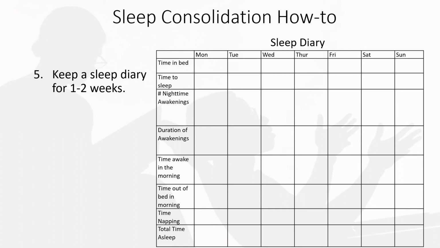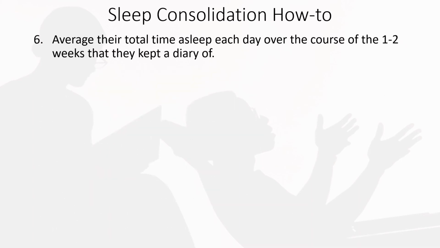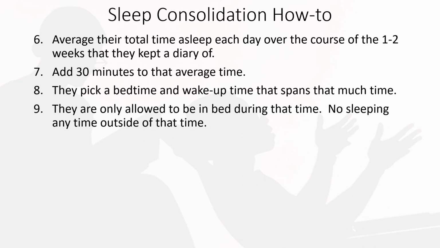The last thing I'm going to do during the intake is explain what sleep consolidation actually looks like, because they need to know what they're signing up for. And this is what it looks like. So once they bring that sleep diary back, I tell them, what we're going to do is we're going to average the total amount of time that you're asleep every night over the course of the 1 to 2 weeks that you keep this diary for. And then we're going to add 30 minutes to that average amount of time. You're going to pick a bedtime and a wake-up time that spans your average time plus 30 minutes, and that is the only time you're allowed to be in bed, and you are not allowed to sleep any time outside of that.